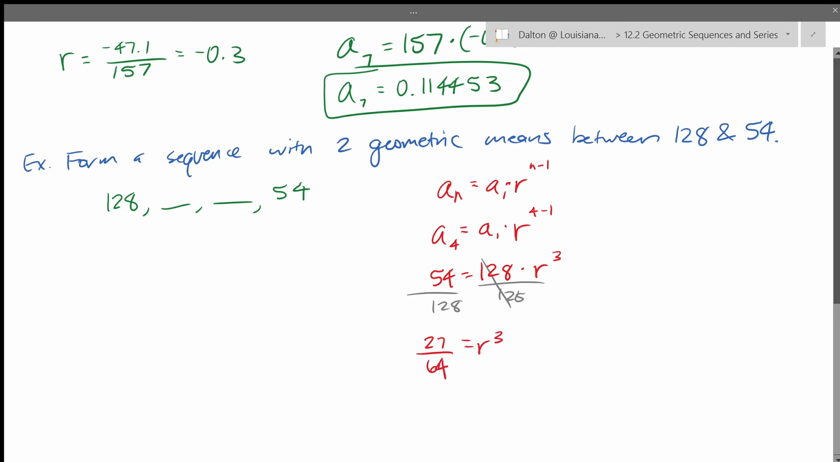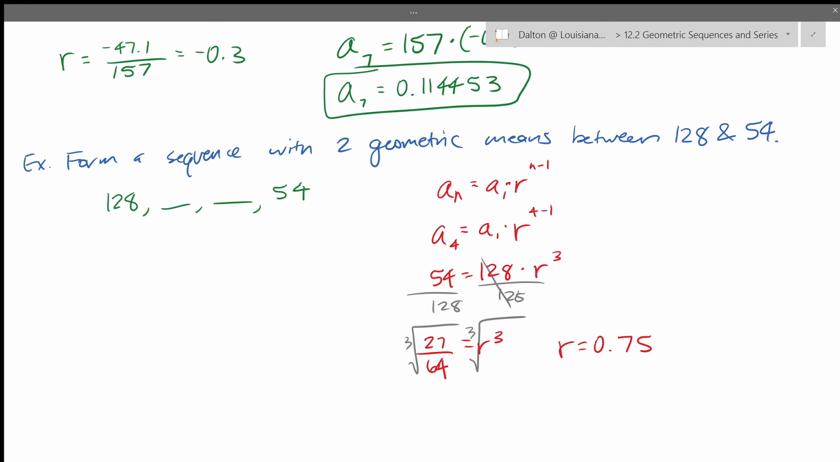And the reason for doing that is I recognize both of these are cubed numbers, so that when I go ahead and take the cube root of both sides, right? Cube root is the inverse of cubing a number. So when I take the cube root of both sides, I get that R is equal to 0.75, or in that case, 3 over 4.